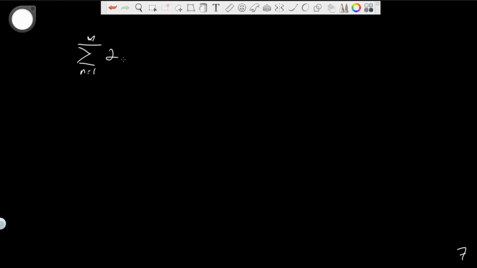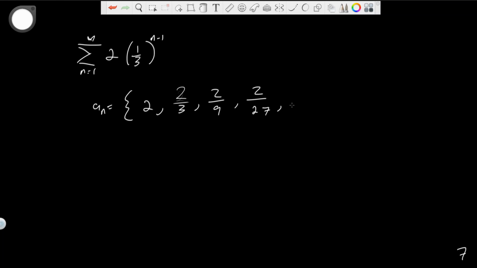We'll have our first term to be 2, and then we'll have our ratio to be 1/3. And let's see what this thing looks like. So our sequence, let's look at all the different ways we can look at this. So our sequence is 2, and then it's going to be 2 times 1/3, which is 2/3. Then it's going to be 2/9, and then 2/27, dot, dot, dot. Right, that is our sequence.